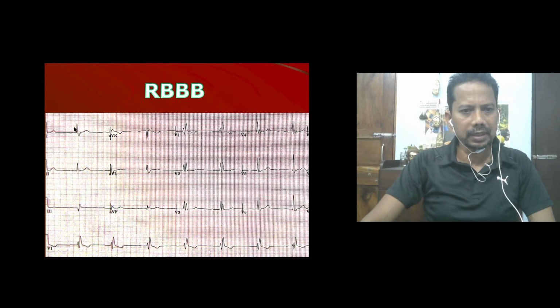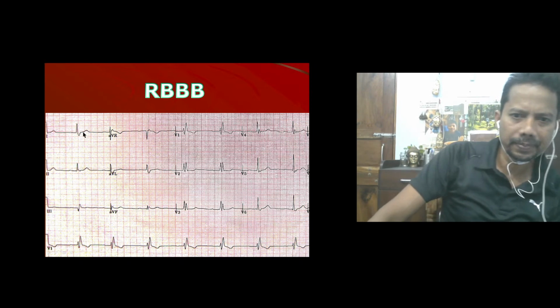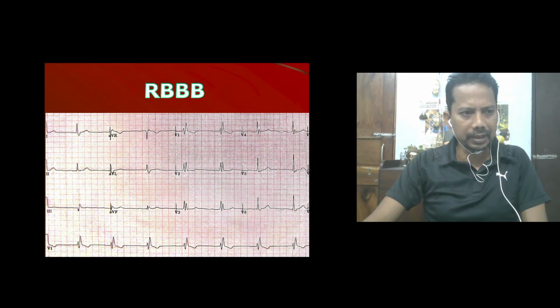So, look at the axis. Lead 1 is positive and AVF is also positive. So there is no axis deviation, there is no RAD. Okay, so right here there is no RAD.